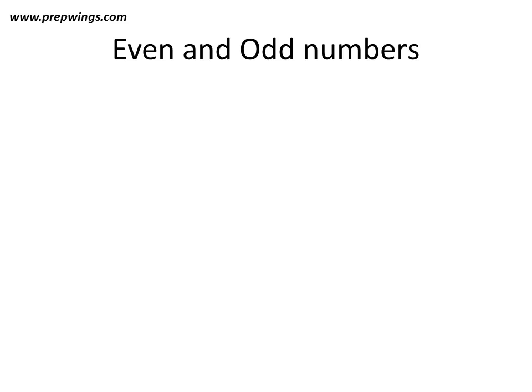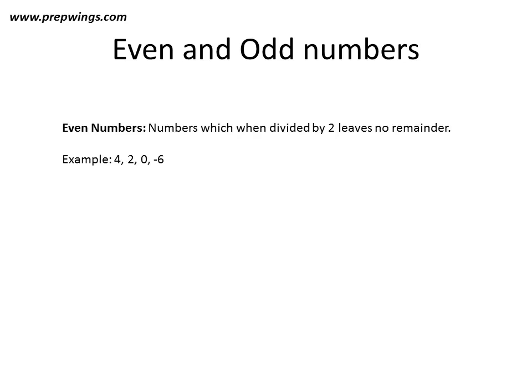Okay, so in this video we'll cover even and odd numbers. First, even numbers. Even numbers are numbers which when divided by 2 leave no remainder. Examples are 4, 2, 0, minus 6. As you can see, 0 is an even number and negative numbers can also be even numbers.